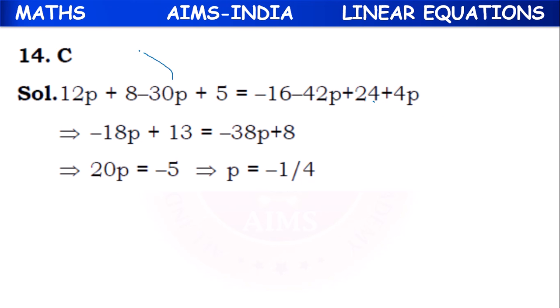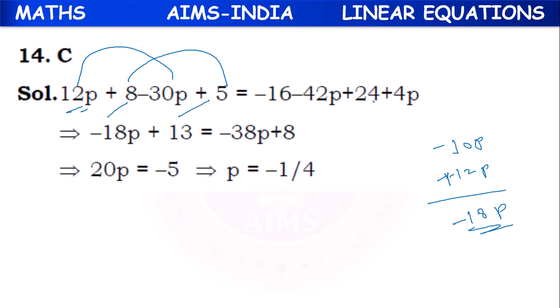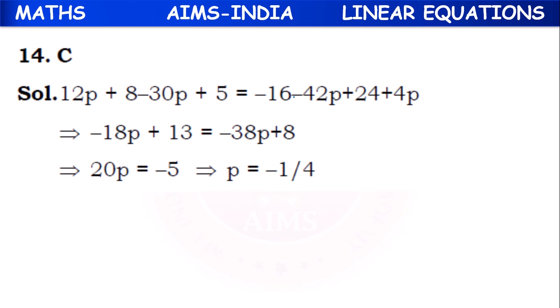Now here minus 30p plus 12p. If we subtract, we will get minus 18p. And 8 plus 5, 13. Right hand side, minus 42p minus 4p. If we subtract, we will get minus 38p. Minus 16 plus 24, we will get plus 8.